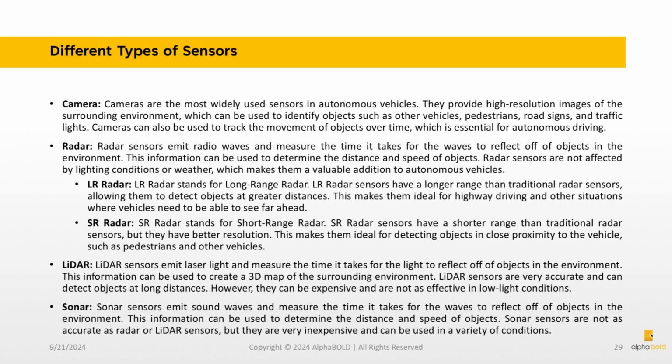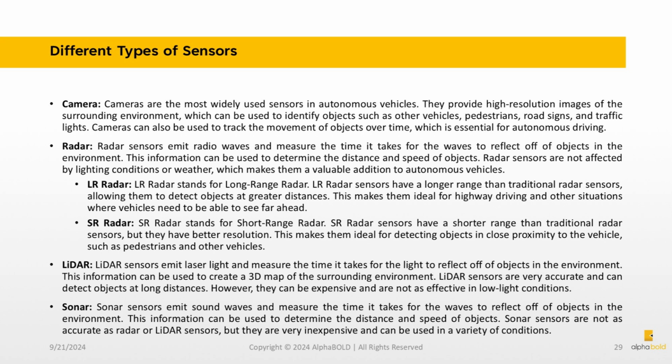Radar. Radar sensors emit radio waves and measure the time it takes for the waves to reflect off of objects in the environment. This information can be used to determine the distance and speed of objects. Radar sensors are not affected by lighting conditions or weather, which makes them a valuable addition to autonomous vehicles.